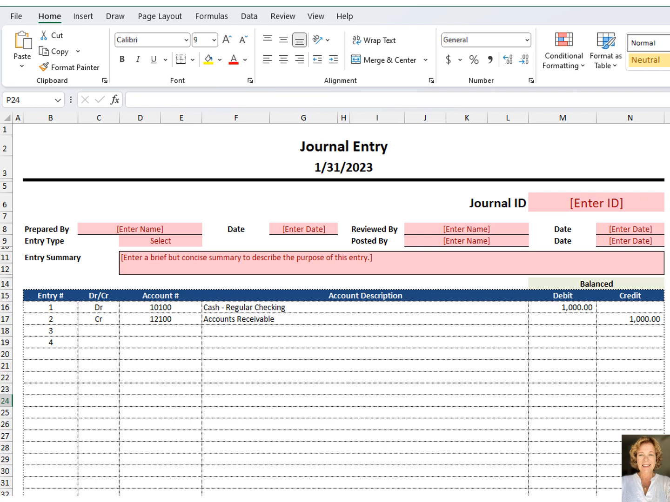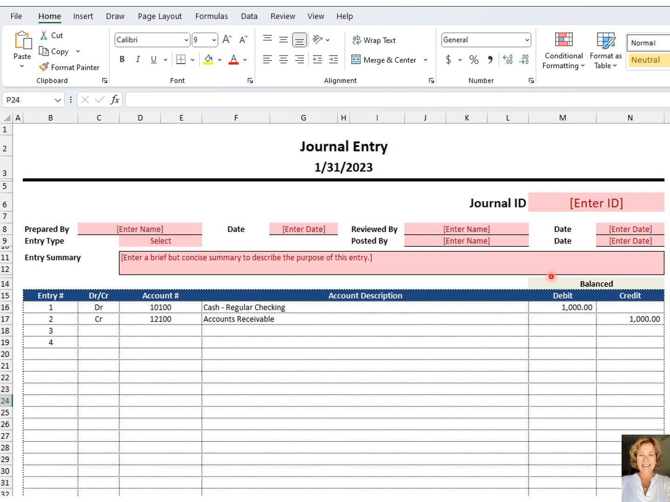Then the journal entry is entered into the line items, and there's a double check in the template right here that lets you know that the entry is balanced, meaning debits equal the credits. If they don't balance, typically this field will say not balanced and appear in red.